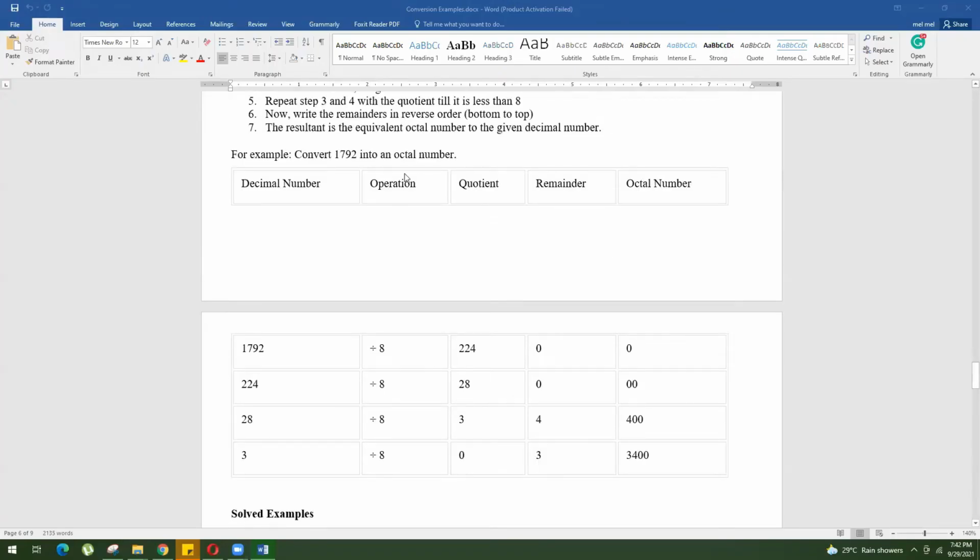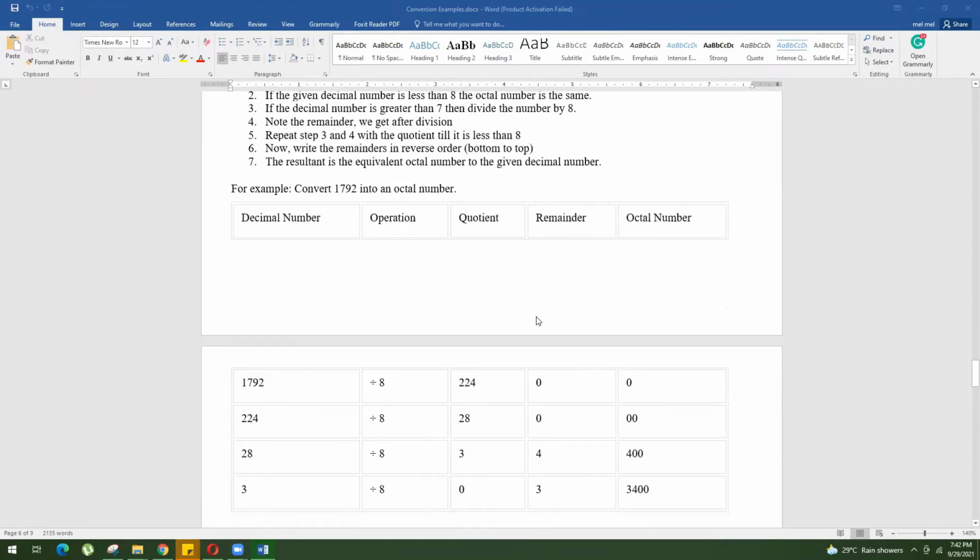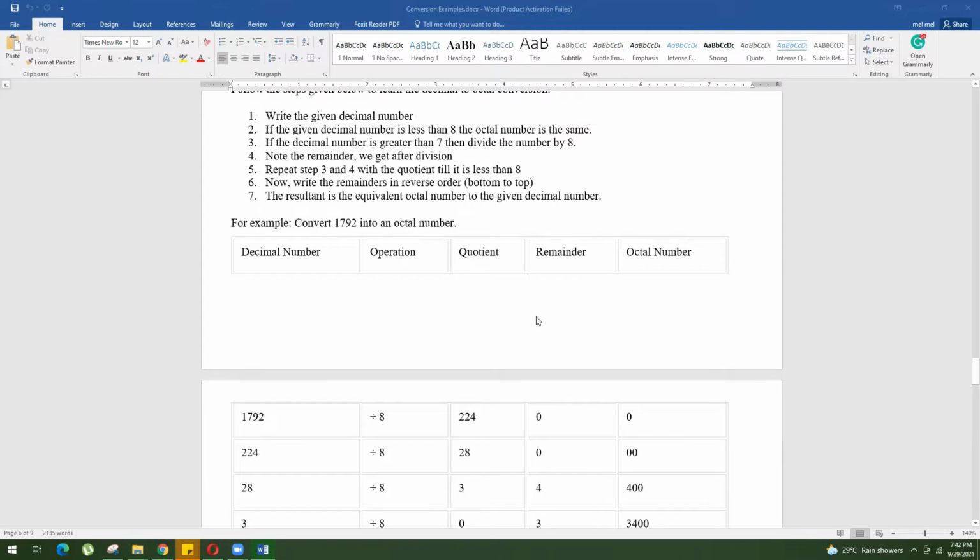What if we want to convert decimal into octal? As I have said earlier, the steps that we did for the binary number will be applied for octal and hexadecimal also, if you want your decimal number to be converted into that.